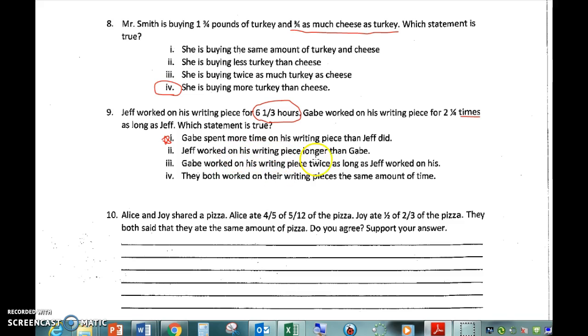Jeff worked on his writing piece longer than Gabe. I know Jeff didn't because Gabe did it 2 1/4 times longer. Gabe worked on his writing piece twice as long as Jeff worked on his. That is almost true, but that 1/4 right there means that he did just a little bit more than Jeff did. And then the last one, they both worked on their writing pieces the same amount of time. Well, clearly if you work 2 1/4 times longer than someone else, it's not going to be a tie. So choice number 1 was the best choice.